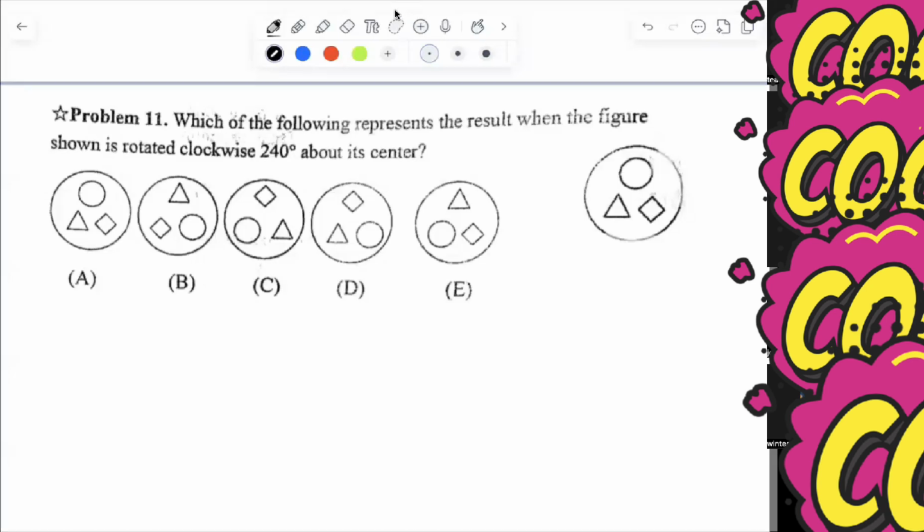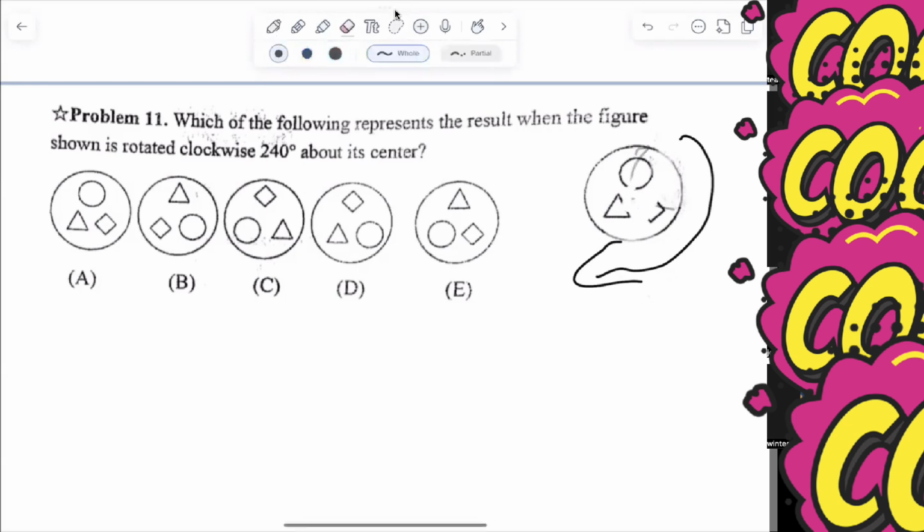Well, let's get started with this question. It's really simple. It's just rotating it by 240 degrees clockwise. Clockwise is going this way, to the right, circling around, rotating. So this is one. Let's split it into 120-degree sectors. 120 degrees is 1/3 of the way, so 240 degrees is 2/3 of the way. So we're going to be rotating 2/3.